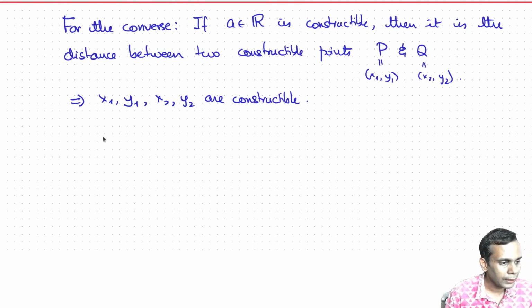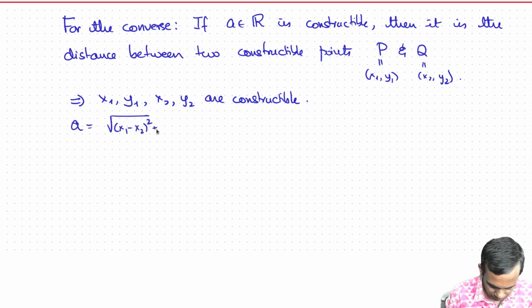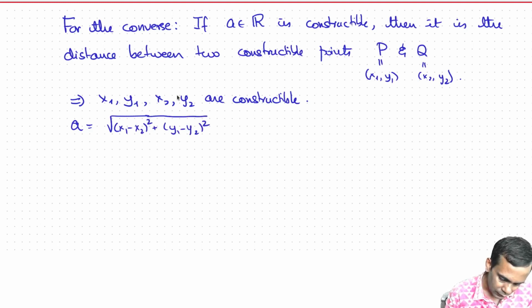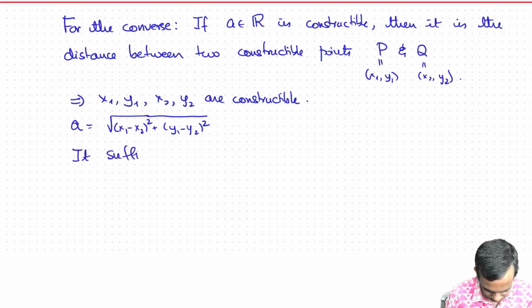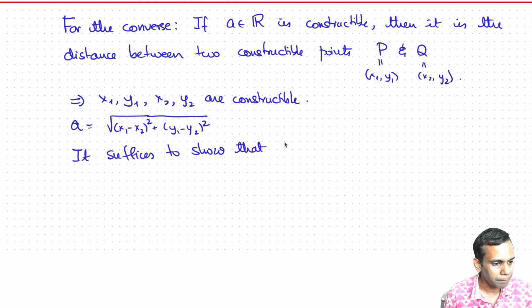Now the distance between P and Q, A, is equal to the square root of (x1 minus x2) squared plus (y1 minus y2) squared. So this is in a quadratic extension contained in these points. Of course, if these are constructible, then A is constructible. So it suffices to show that A is in a quadratic extension containing the field containing x1, y1, x2 and y2. So it suffices to show that there exists a tower.